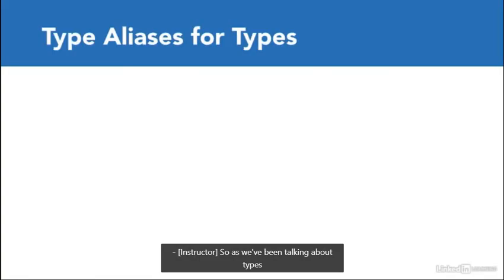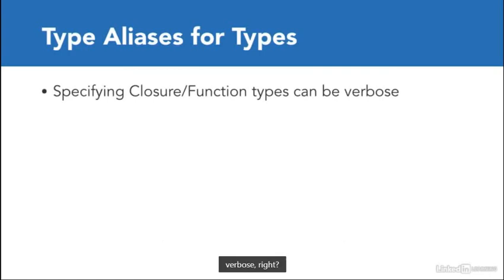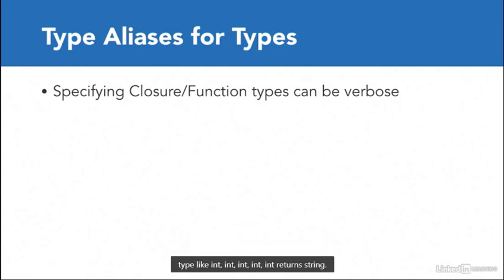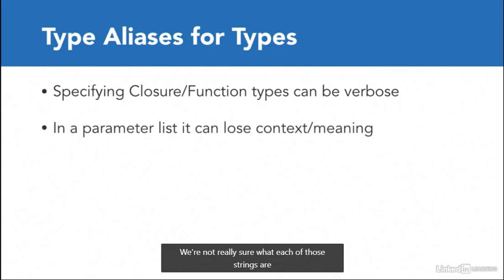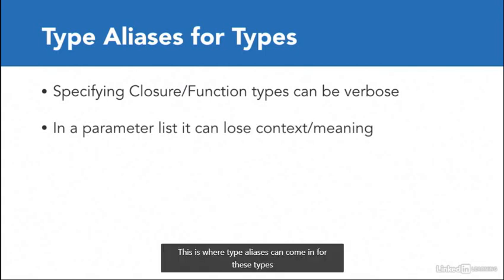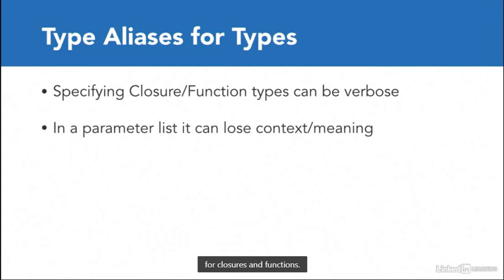As we've been talking about types for closures and functions, sometimes they can get a little verbose, right? We've had some pretty simple functions so far, so their types have been string, int returns string or int returns int. That's fine. But when you have 3 or 4 types being passed in and their names are a bit longer, or if you have a bunch of the same type, like int returns string, that's not very descriptive, is it? We're not really sure what each of those strings are or what's being done. This is where type aliases can come in for these types for closures and functions.